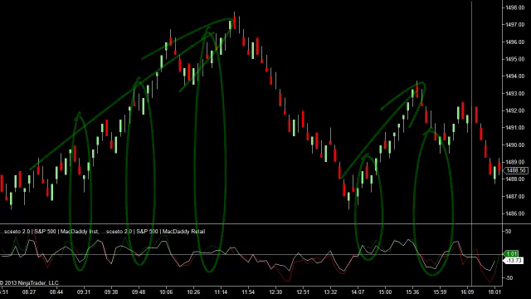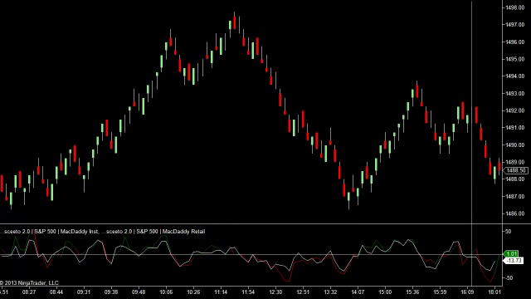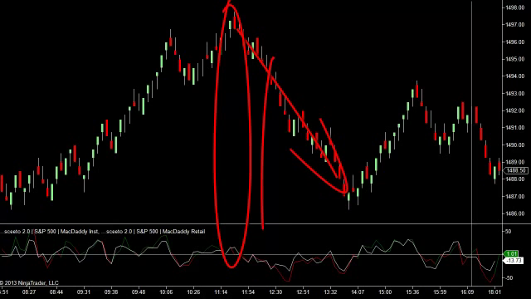Now in the downtrend, we have two distinct downtrends, here and here. But in this primary downtrend, we see retail move again above institutional here, which is a great place to get short, and here, and here.